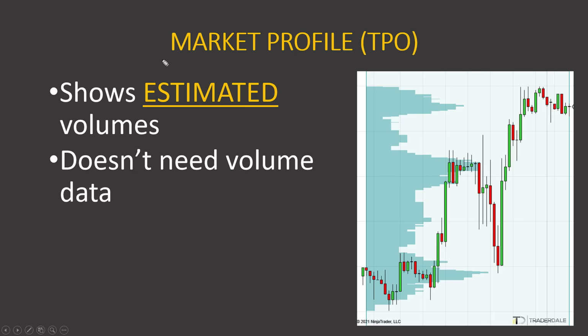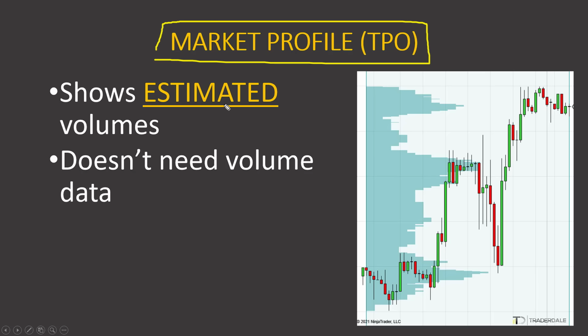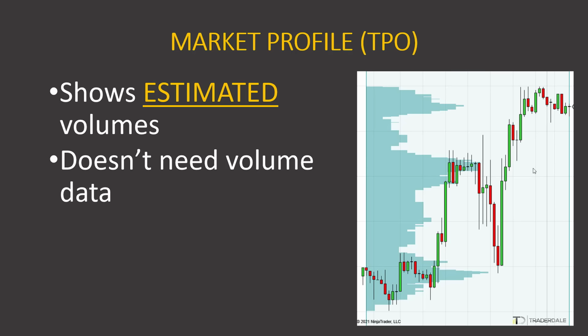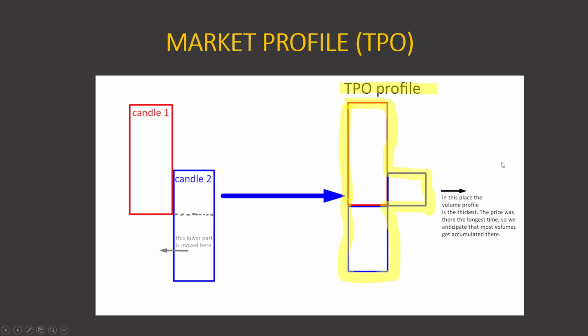Now, market profile, also known as the TPO, which stands for time price opportunity, shows only estimated volumes. You don't need volume data. It looks like this. And in the next two slides, I'm going to show you how exactly those volumes are estimated. So the market profile works only with simple candles, which is only high and low, and as I mentioned, it doesn't need volume data.